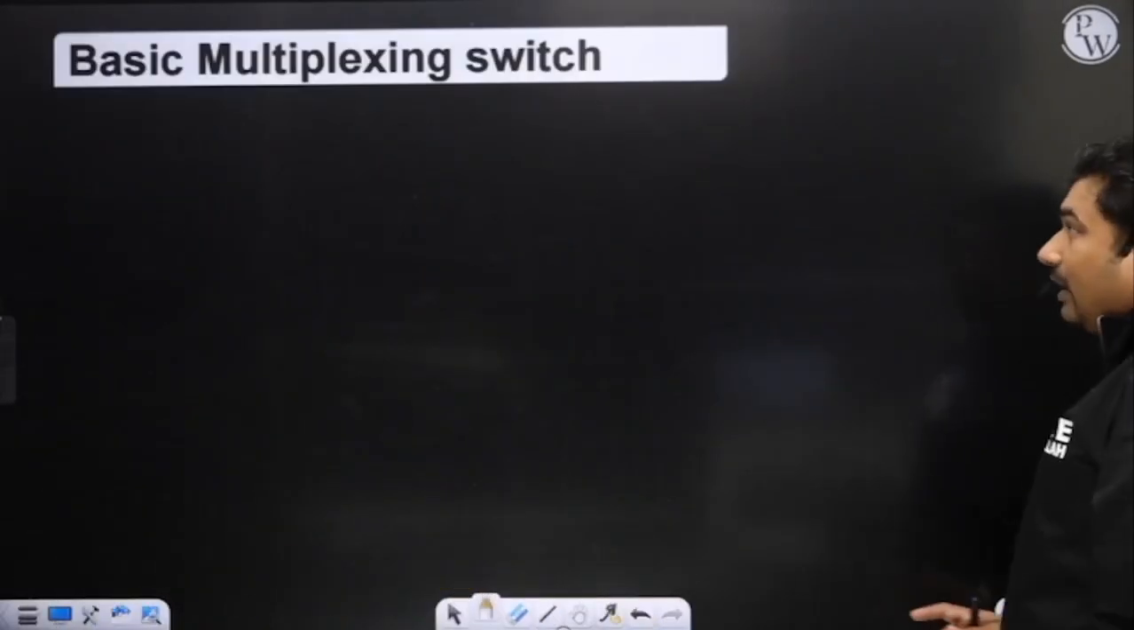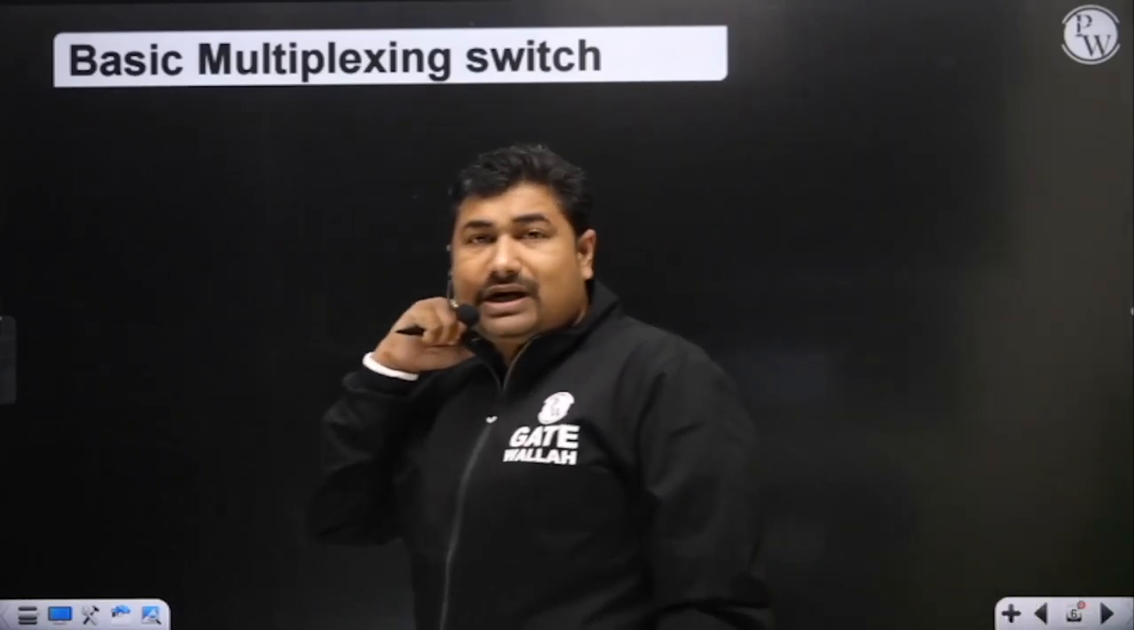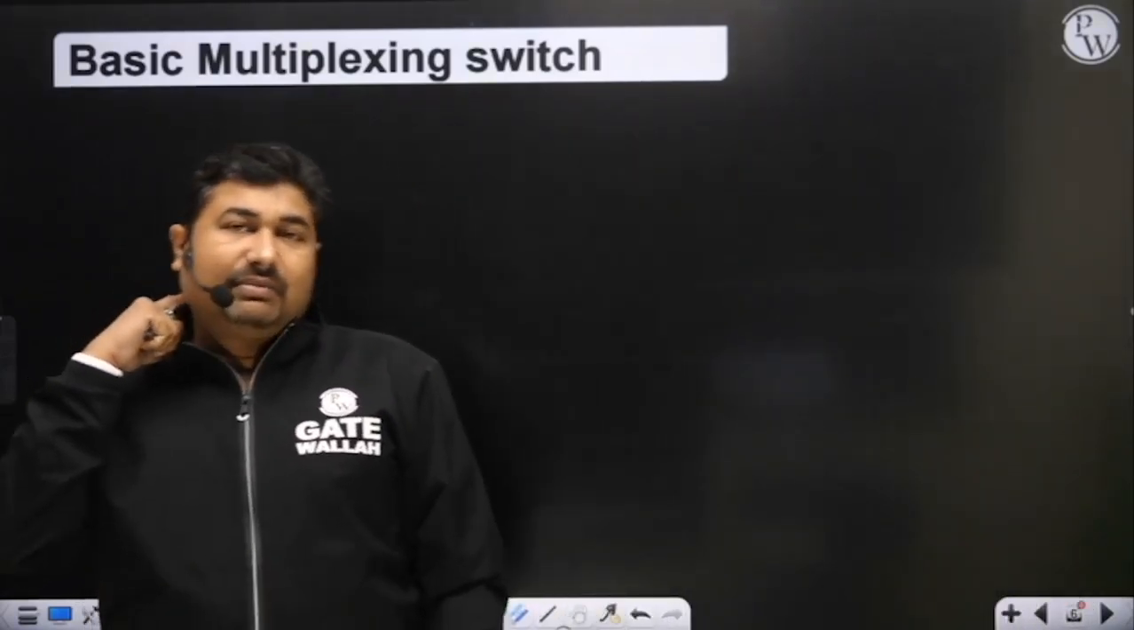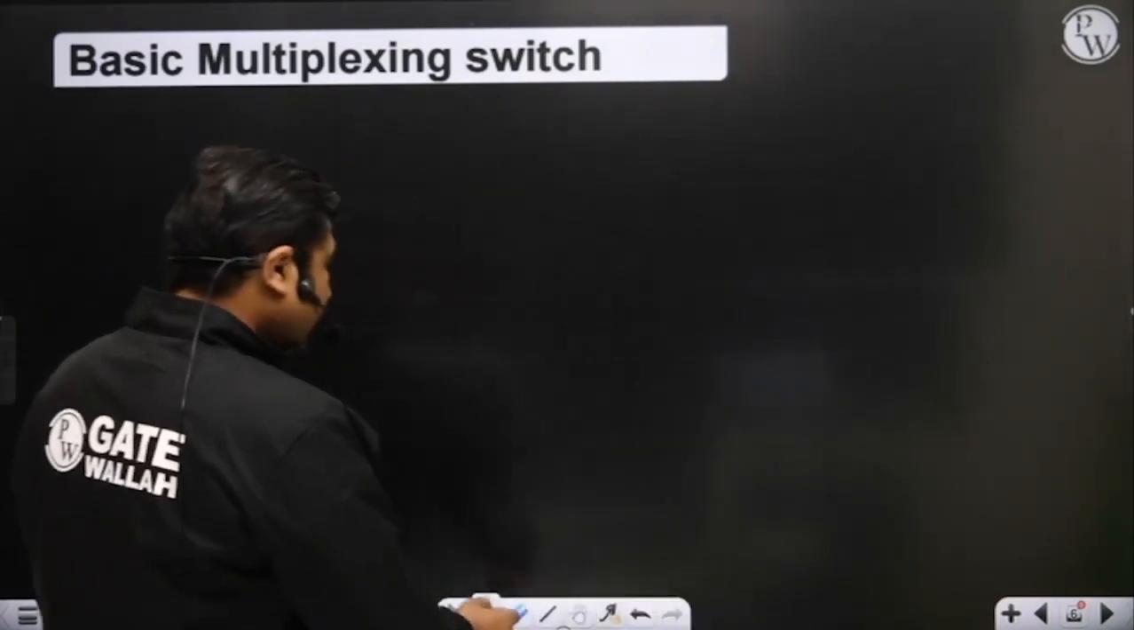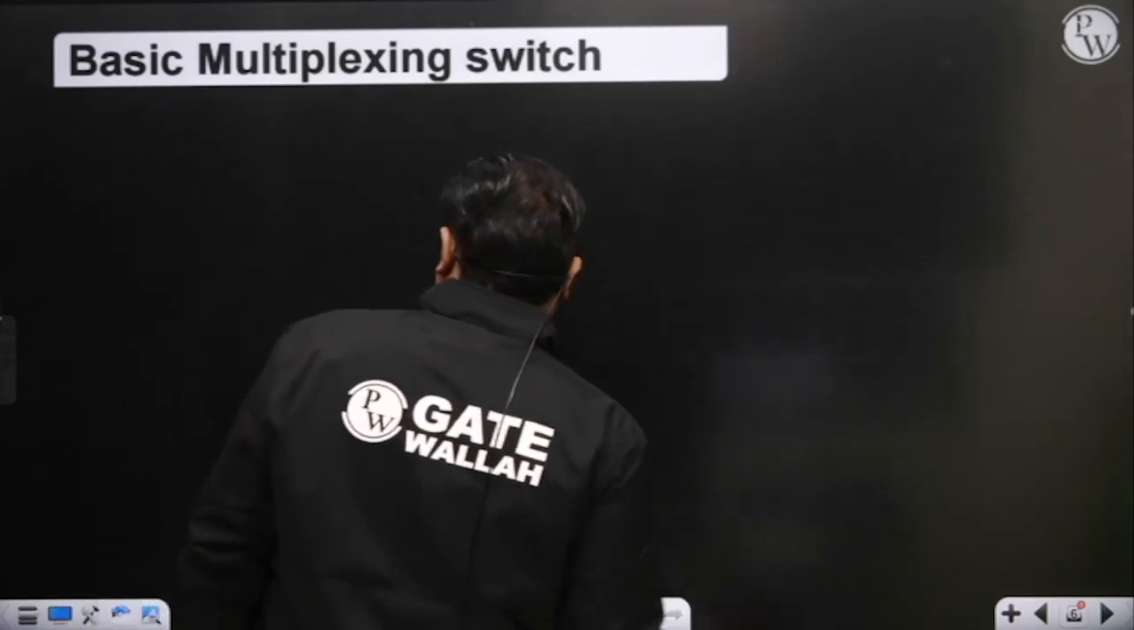Great, sir. Now, come to the switching. In order to understand the operational behavior of the multiplexer, I am going to show you the switching circuit of the multiplexer. Now, please see the switching circuit of the multiplexer. Please observe here.